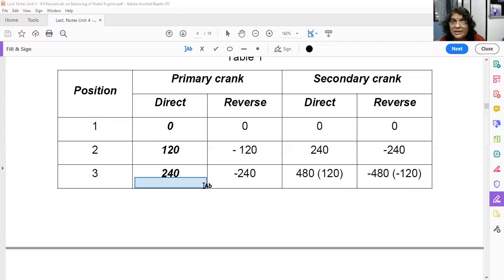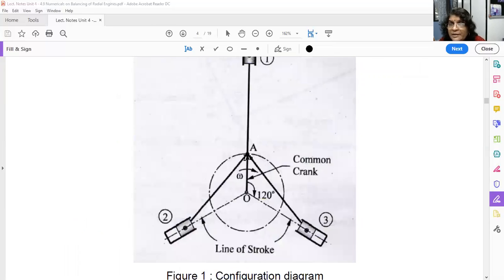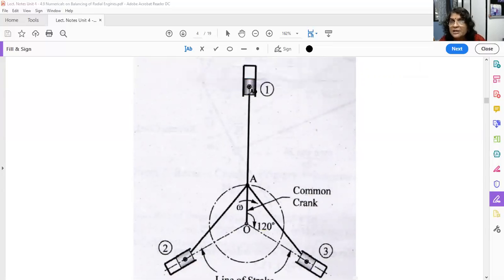So again, I will explain to you. Only this column is important. Remaining things you just have to fill up mechanically. Okay. How to write down this angle? See, again, I will explain here. Where is your crank pin? Here at A. So I have to bring this unbalanced primary mass, that is m by 2, for direct crank at A. Now here this unbalanced primary m by 2 mass is parallel to this one. So I have to rotate by 0 degree for cylinder number 1. That's why I have written 0 here.